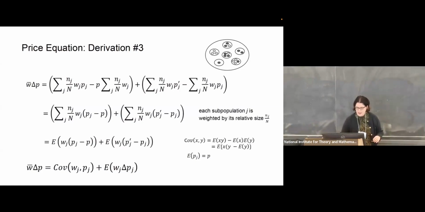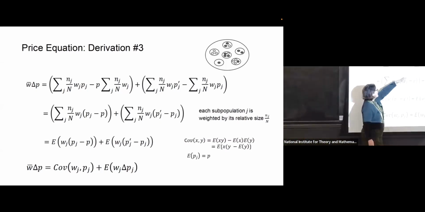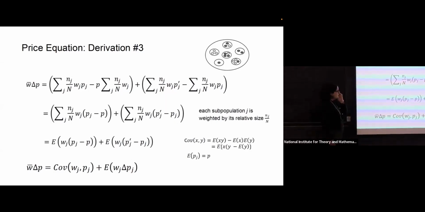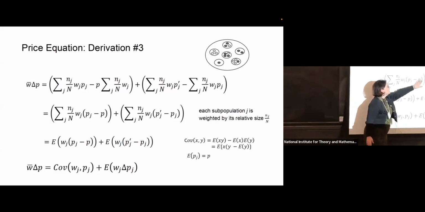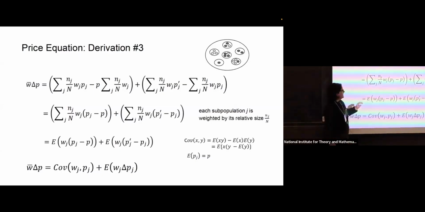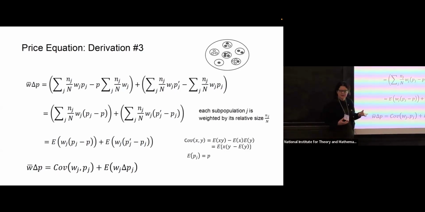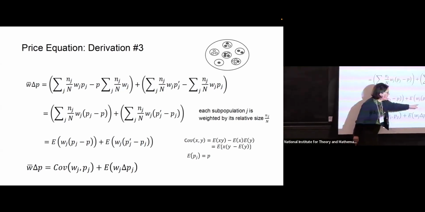And once I've done that, I can pull out of these bracketed terms a pj minus p and a pj prime minus pj. And you can see then, it's pretty obvious, that this quantity in each subpopulation is weighed by its relative size. The relative size of each subpopulation is nj over n, right? So that's basically an expectation. So now we have these two expectations.